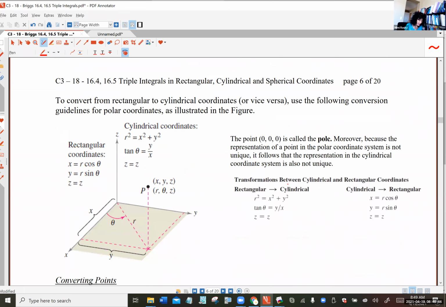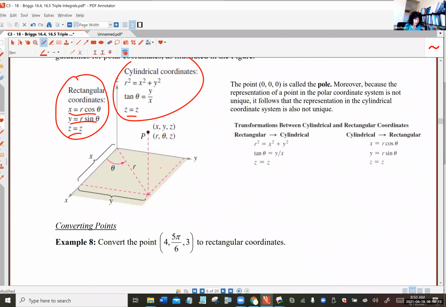Really? Yeah. Here's all your conversion formulas. x is r cos theta, y equals r sine theta, which you already know from polar. And then z just stays itself. z is z. How easy is that? And then to go the other direction, if you already know your x, y, and z, r squared is x squared plus y squared, and tan theta is y over x. You know the drill. And z is just itself, z.